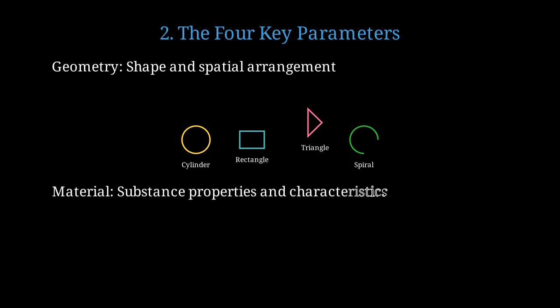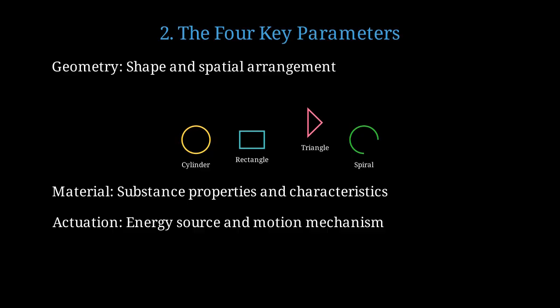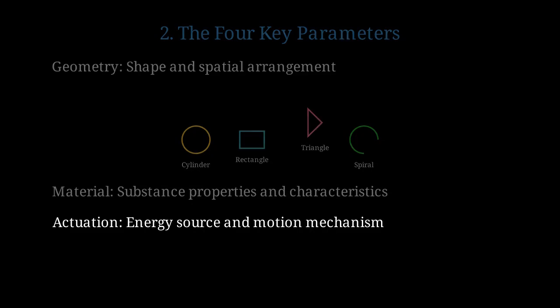Material parameters include options like metal, polymer, ceramic, or composite. Each material brings different mechanical, thermal, and chemical properties. Actuation defines how the system moves or operates. Options include pneumatic, hydraulic, electric, magnetic, or thermal actuation mechanisms. Control parameters specify how the system is regulated. Options range from open-loop manual control to closed-loop feedback systems with sensors and adaptive algorithms.